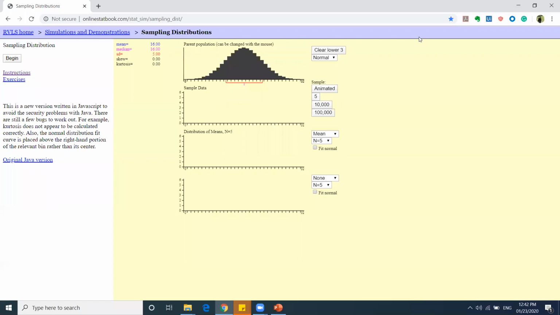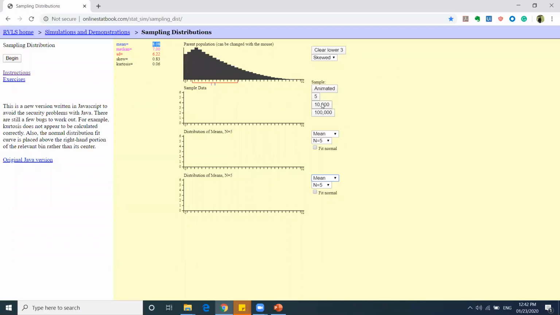So here in the first graph, the parent population is given. That is the population from which we are sampling. So let's assume that the parent population is a skewed distribution, and you can see that the mean of this parent population is 8.08. So what we will do is we will take samples from it, and let's say we are considering the sample means.